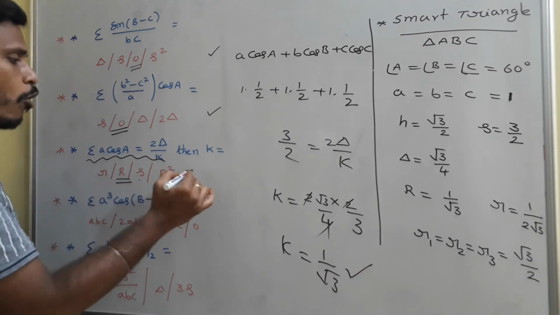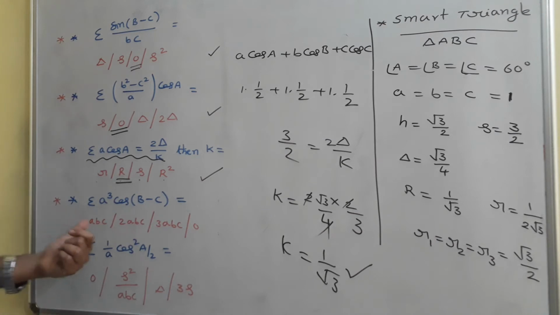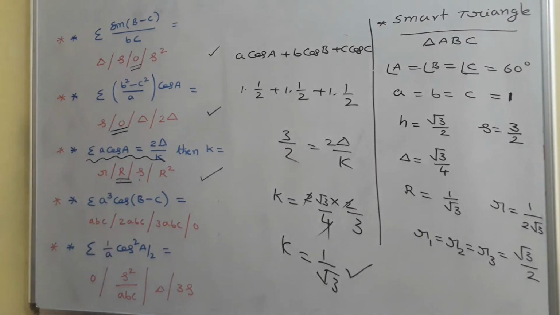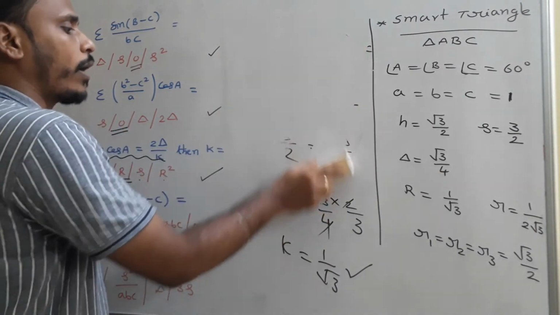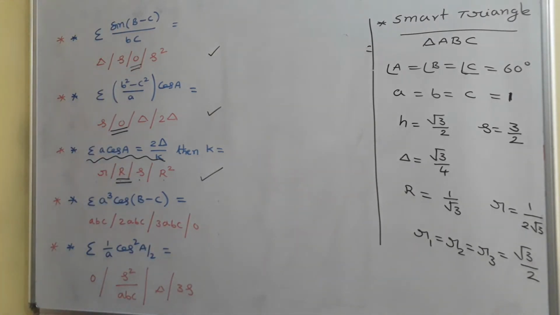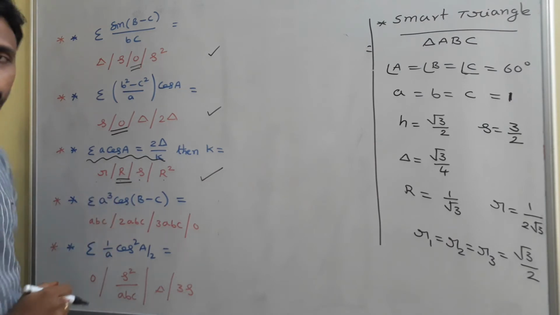There ends this third problem. Then look at the fourth one. Sigma A cube cos of B minus C. Again sigma is involved. Since sigma is involved, we need to write the sum of three terms. The first one is A cube cos of B minus C.